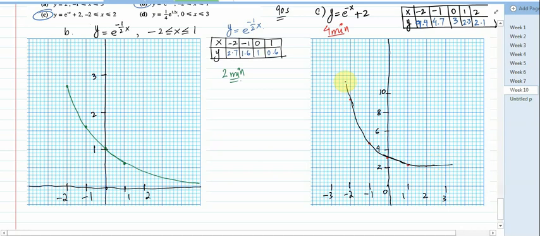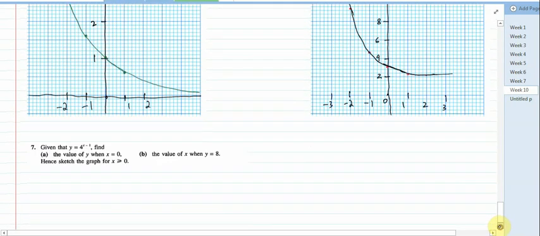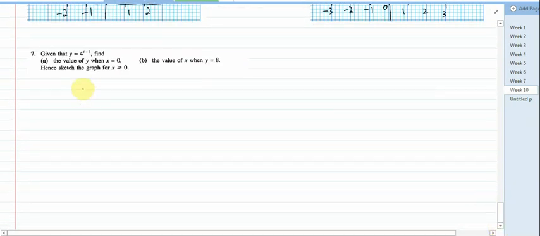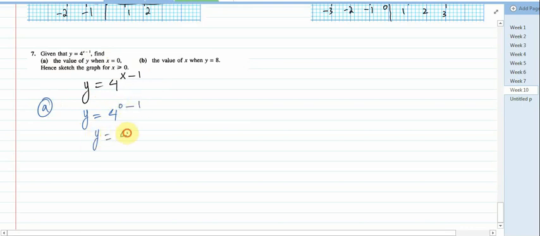It's very simple, like we draw some other graphs by substituting the values of x and find the values of y, similar to the exponential functions. And after that, moving towards the next question, question number 7. Given that y is equal to 4 to the power x minus 1, find the value of y when x is equal to 0. Alright, so what is the value of y? It will be y is equal to 4 to the power, the value of x is 0 in the first part, so it's 0 minus 1. So you can say that y is equal to 4 to the power minus 1, and if we simplify, it will be y is equal to 1 upon 4.